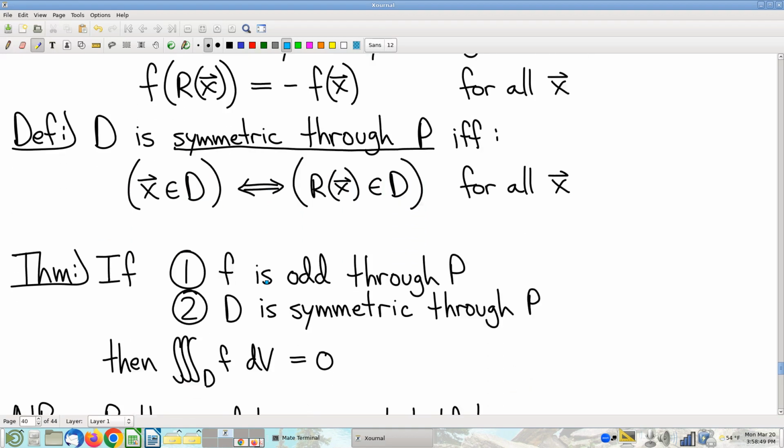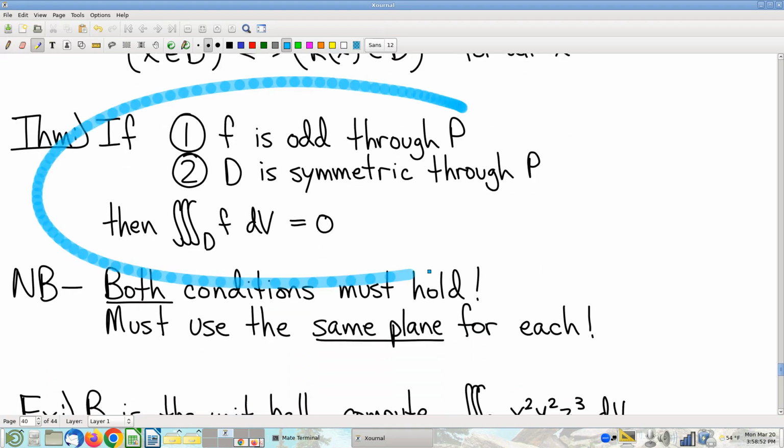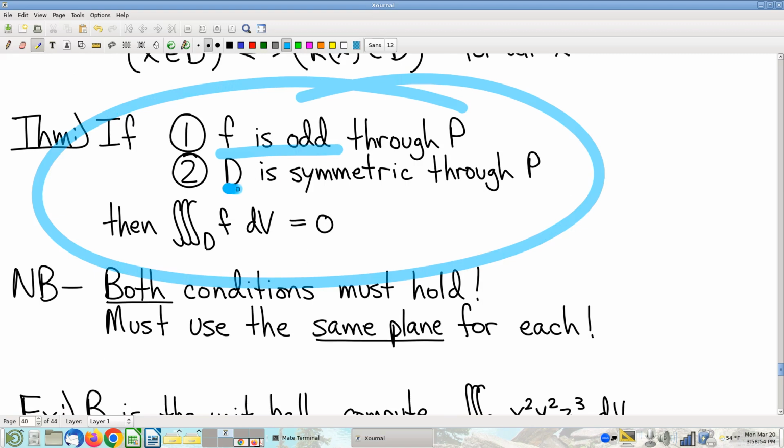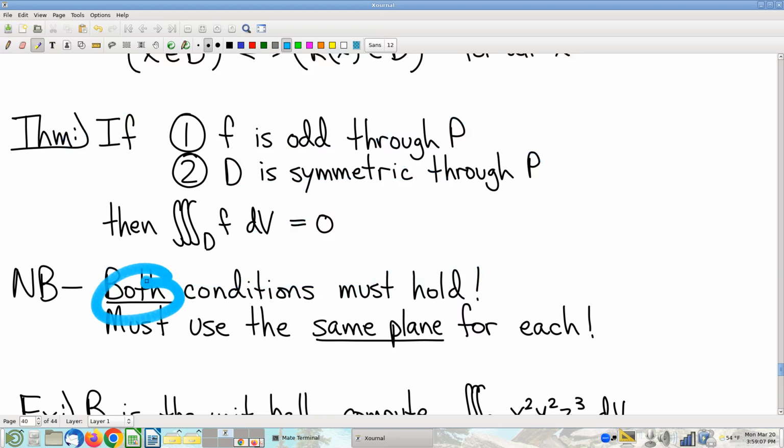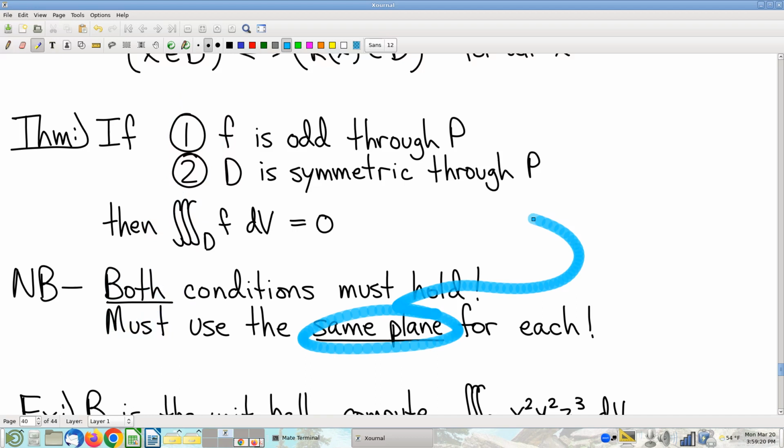No argument required. Again, theorem. Integrand odd, domain symmetric, same plane, boom, we are done. Integral is 0. Walk away. Super powerful result. And with the same 2 usual warnings: you have to make sure that both conditions work. A symmetric domain is worth nothing by itself. You have to check that the integrand's odd too. And vice versa. And again, it's got to be through the same plane for both of these requirements.